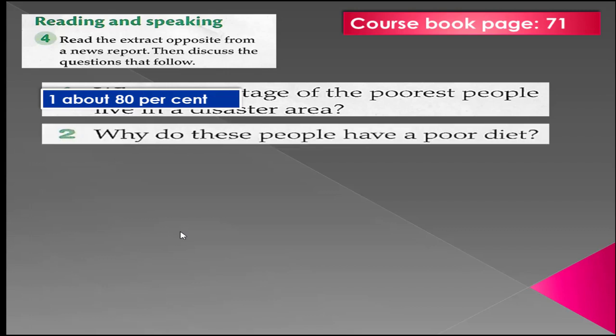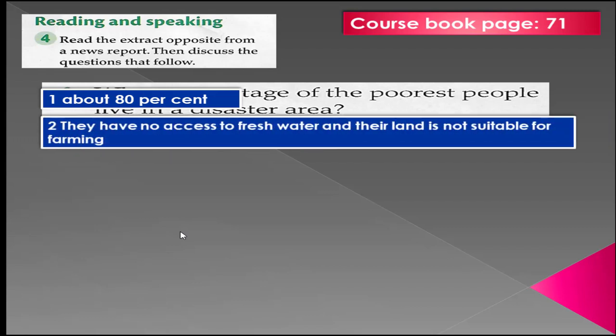Next, why do these people have a poor diet? So we say they have no access to fresh water, and also their land is not suitable for farming. That means they are unable to farm their land or grow plants in order to eat from them. So unable to reach the fresh water, and also unable to farm their land.